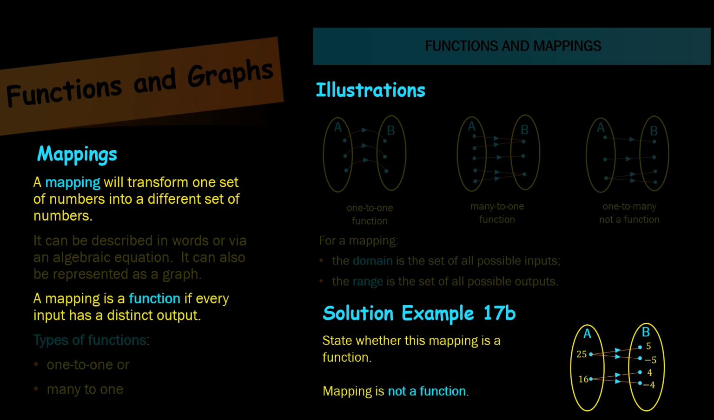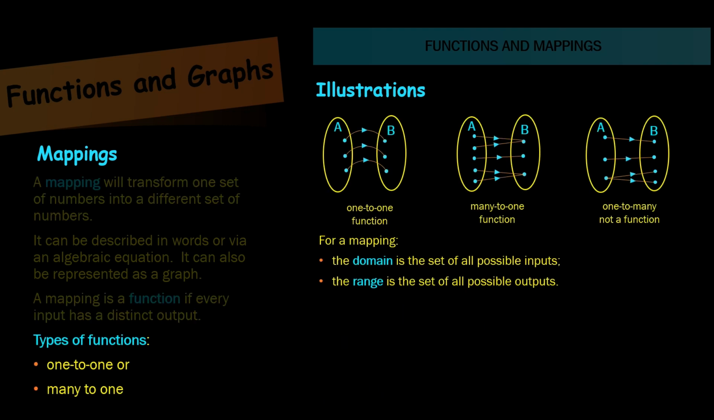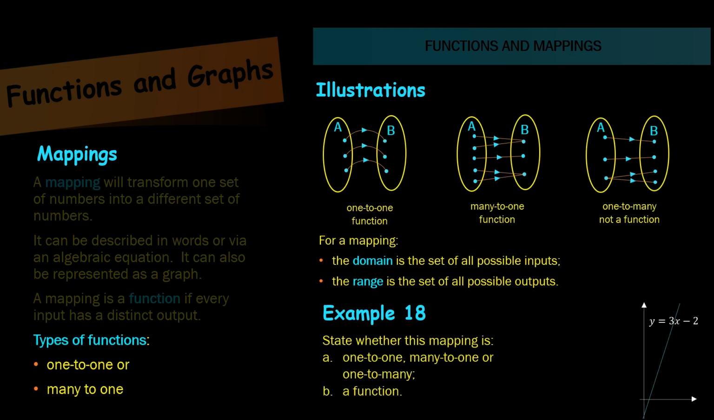And now for another example. Again, for this example, y equals 3x minus 2, we're required to state whether this mapping is one-to-one, many-to-one, or one-to-many, and also state whether it's a function or not. Pause the video and have a go. Press play when you're ready to view the solutions.